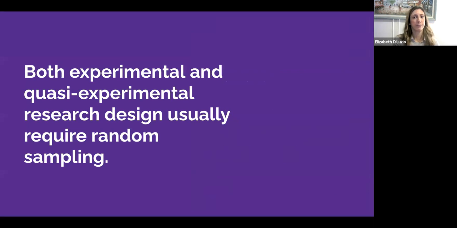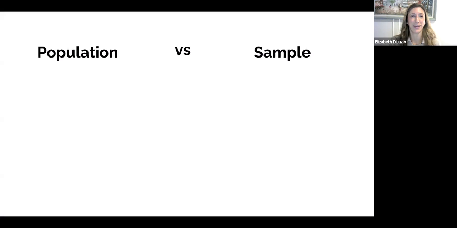Okay, so moving on. Both experimental and quasi-experimental research design usually require random sampling. So that was the bullet that I told you to put aside for right now. We'll come back to it. We're here. We're at the sampling. So just a note about sampling and what it is, why it's important, and why most of the time it's what we need to do.